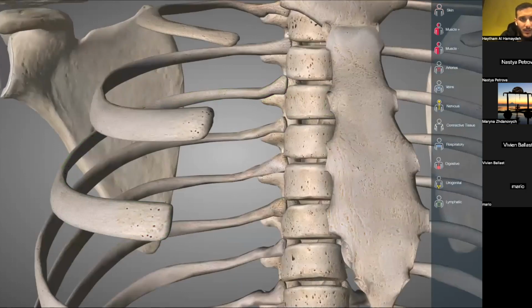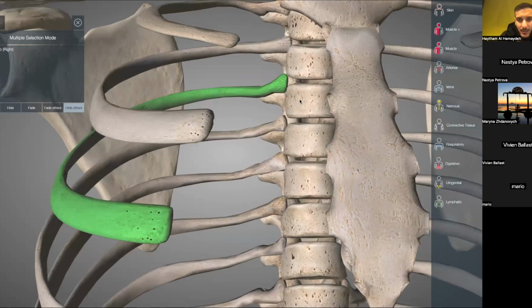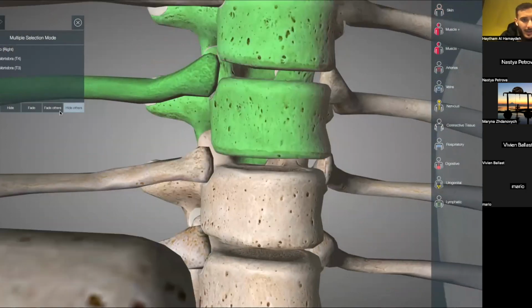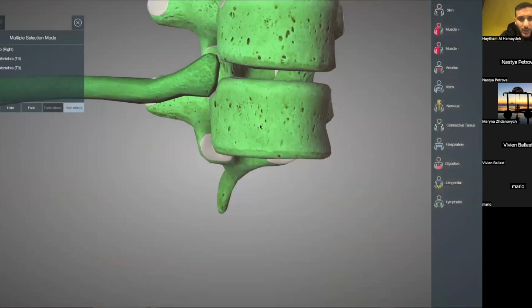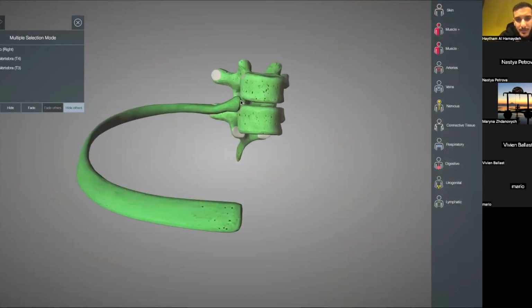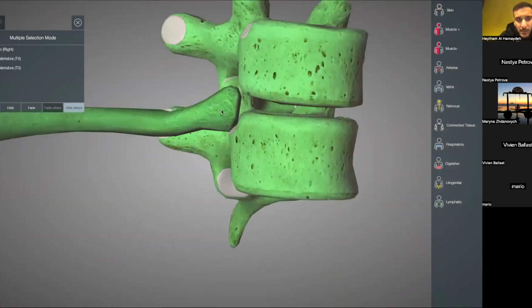Let's go reset it. Let's do multiple selections. Let's select this, and this, and then we isolate. Look what happens now. Do you understand? The superior, this is the head of rib 4. This is the head of rib number 4.